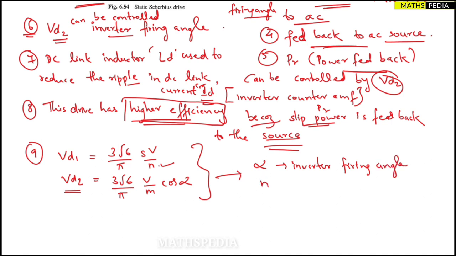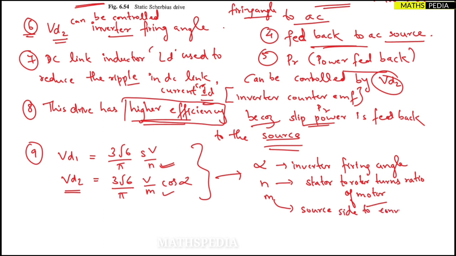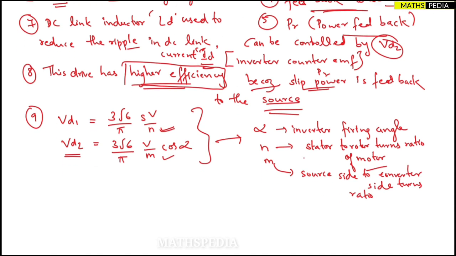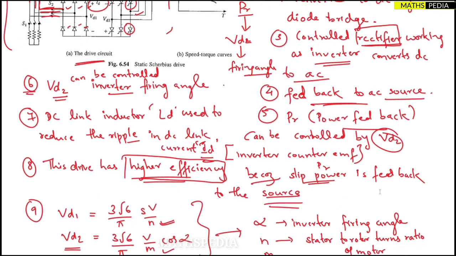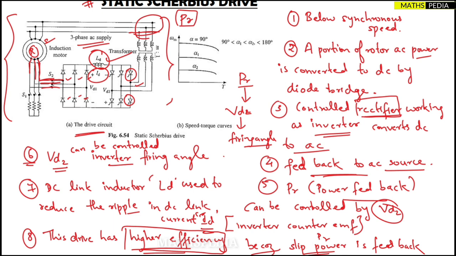Then N and M are there, right? Let me discuss N and M. N is nothing but the stator to rotor turns ratio of the motor. Then M is nothing but the source side to converter side turns ratio. Of what? Of the transformer. If you observe here, one transformer is there. That's what we are talking about.